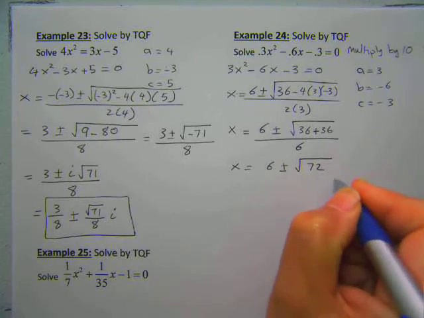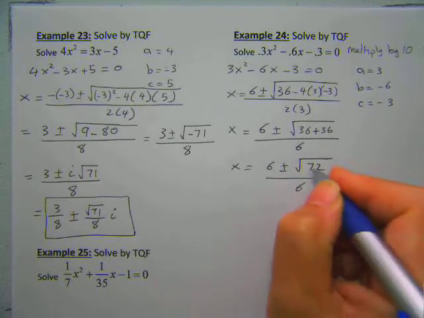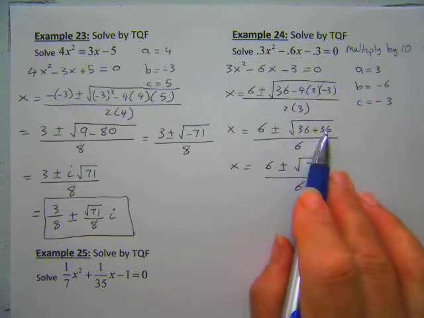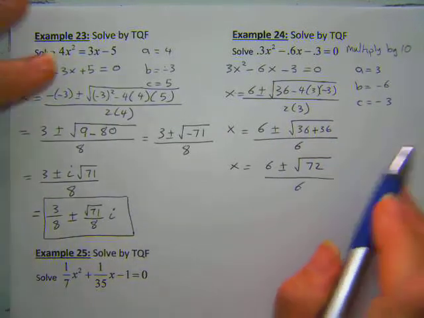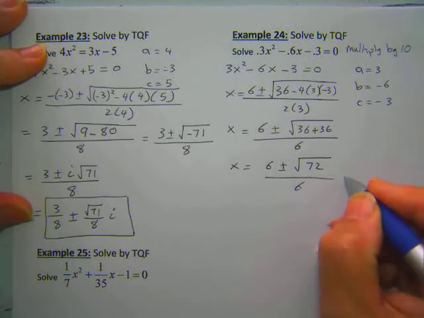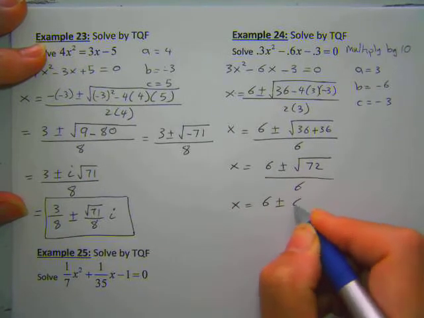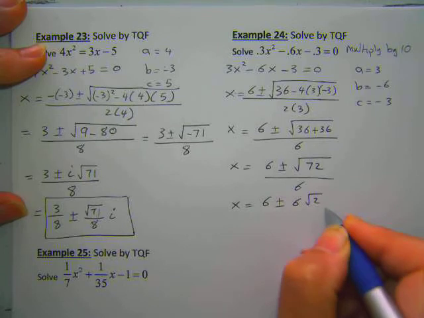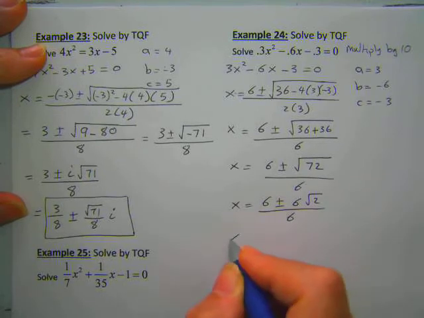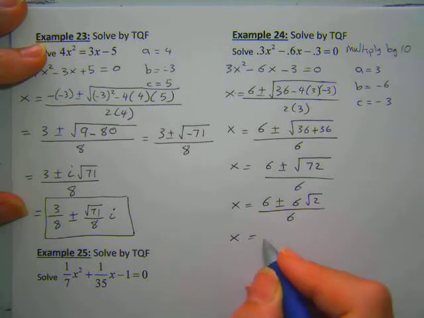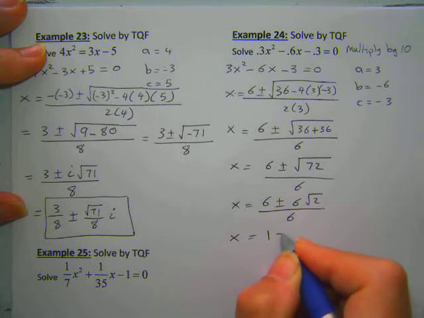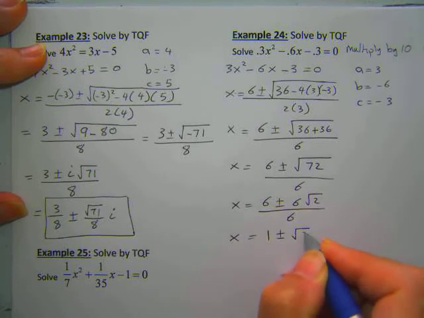72 all over 6. Now 72 is obviously 36 times 2. This 36 is going to come out as 6. Isn't that lovely? 6 root 2 over 6. Now you can divide each term by 6 and you end up with 1 plus or minus the square root of 2.